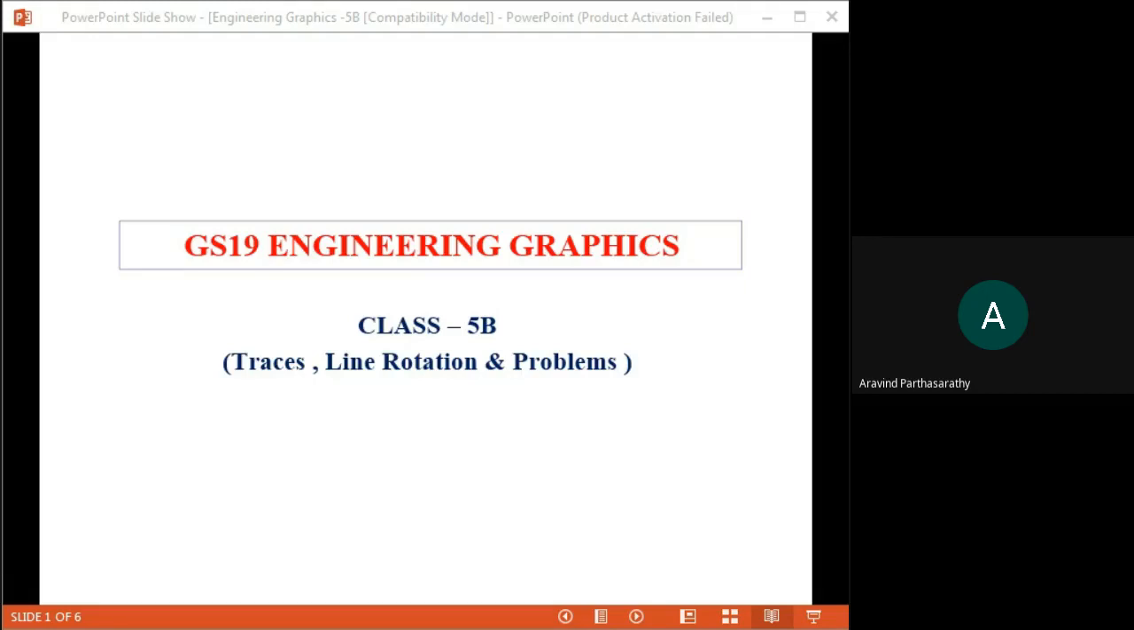So, good morning. Today we are going to study engineering graphics, class number 5B, the traces, line rotation, and some problems. Last time I was going to explain a problem related to the traces. But I think you have to understand the traces in a very simple manner. So for that, I'm going to explain a little simple problem, along with what traces actually are.